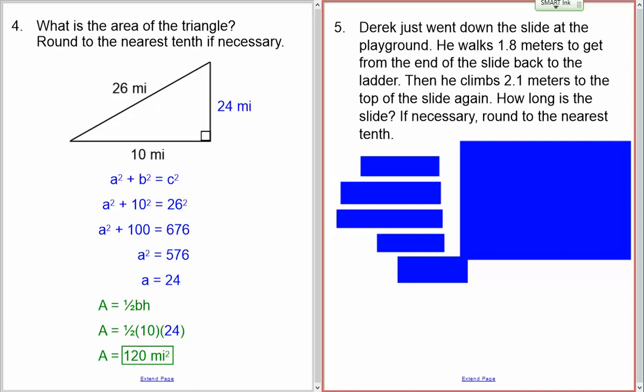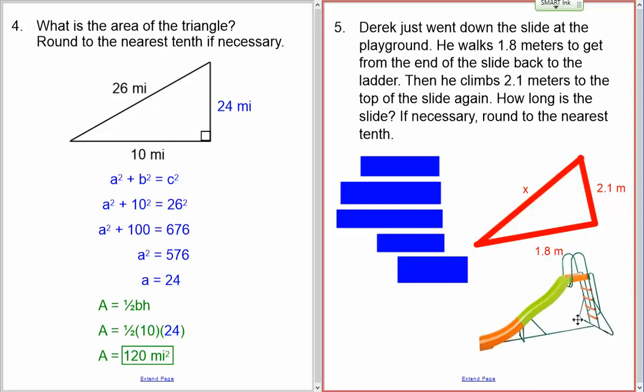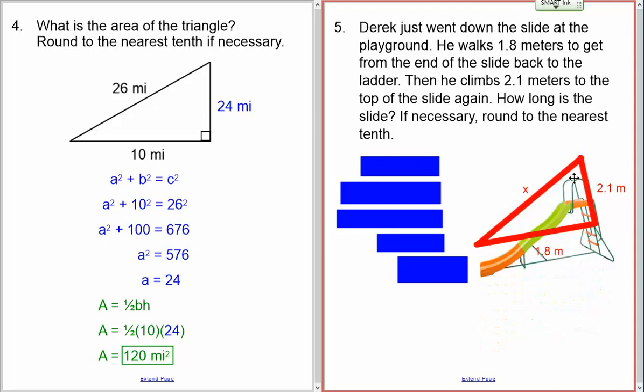Derek just went down the slide at the playground. He walks 1.8 meters to get from the end of the slide back to the ladder. Then he climbs 2.1 meters to the top of the slide again. How long is the slide? If necessary, round to the nearest tenth. Well, I think we're working under the assumption that we've got a slide, as I do here, that is a right triangle. I'm working under the assumption that that's a perfect right angle right there.